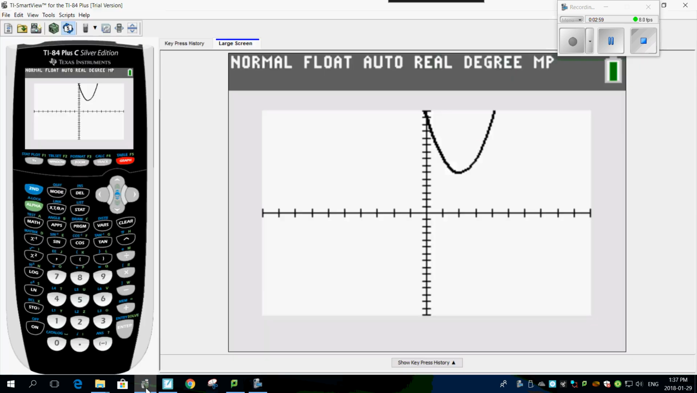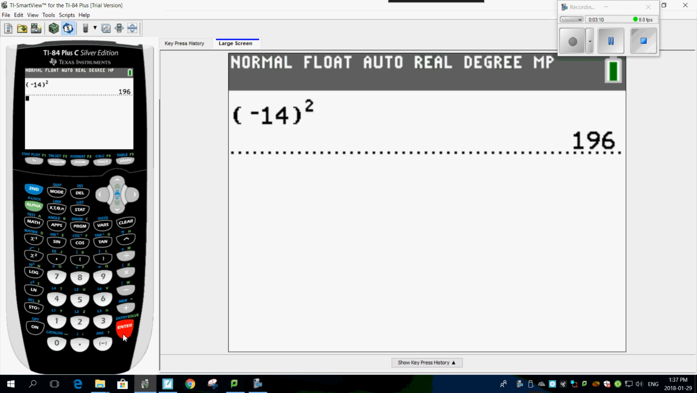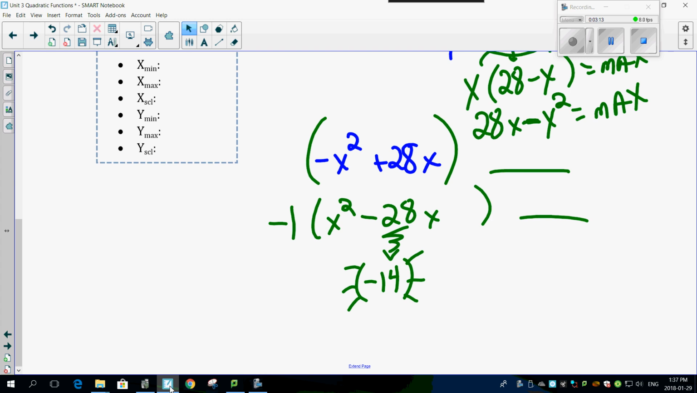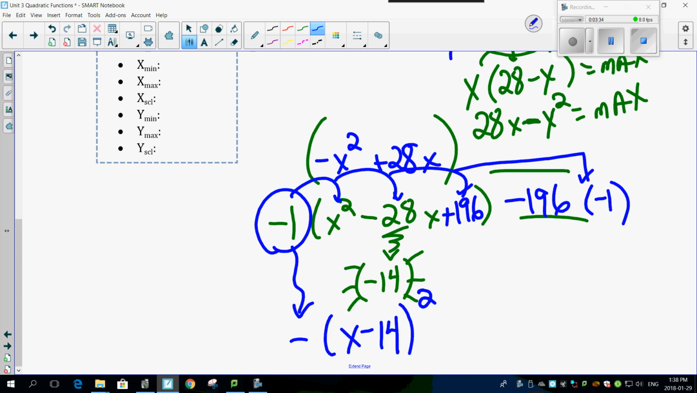I'm going to pop it in my calculator and square it. So here's my calculator. I'm going to square minus 14, and here we go, enter. I get 196, so that's what's going to go back here. 196 right there. Don't forget, I subtract the 196. So that means this goes here, makes this minus 196. So minus 1 still here, x minus 14, there's your perfect square. And this becomes plus 196.